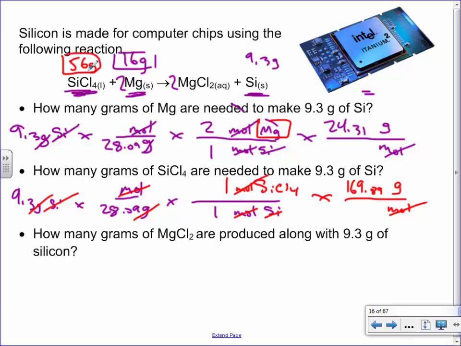Now, this sometimes perplexes some kids because they're like, hang on a sec here. You're telling me that I need to bring twice as much magnesium as silicon tetrachloride, right? Because isn't that what this says? This 1 and this 2 right here means that for every 1 silicon tetrachloride, you better bring 2 magnesiums. And yet the masses, I'm bringing less magnesium. Why is that?